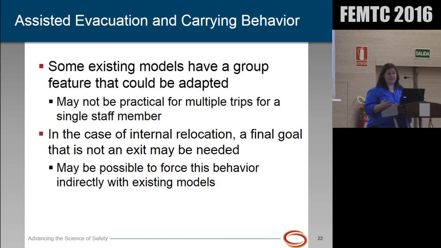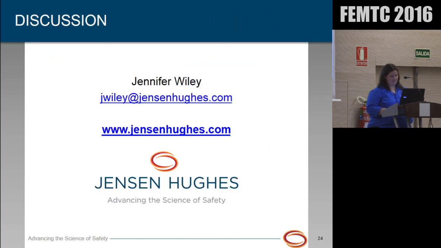Right now, with the existing state of the models, and I understand that this is changing, particularly for Pathfinder, you kind of have to trick the model into getting people to stay in a corridor versus trying to immediately exit. It is possible. I'll skip that for now. Again, you'll see later on how this assisted evacuation will be coming into play in Pathfinder, but I think we're developing some really cool uses for the model, and hopefully we can improve on those in the future. So, any questions?